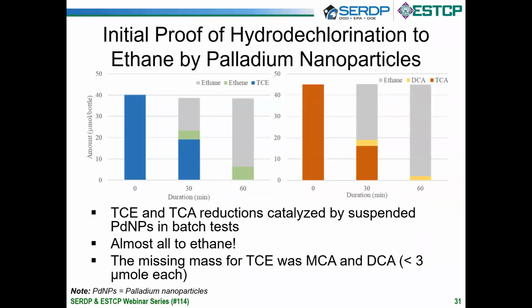Okay, so that was our great theory. It seemed like a wonderful idea. So when we started the project, the first thing we did was test the basic theory. Here is a graph of one of our sets of experiments, batch experiments. We fabricated palladium nanoparticles and put them in contact with TCA and TCE. TCE results are on the left, TCA results are on the right. In both cases, you can see within 60 minutes, we removed all of the original material, and we produced almost all ethane, including with TCE. So it was produced all the way to ethane. It worked like we thought it should work. That was reassuring.